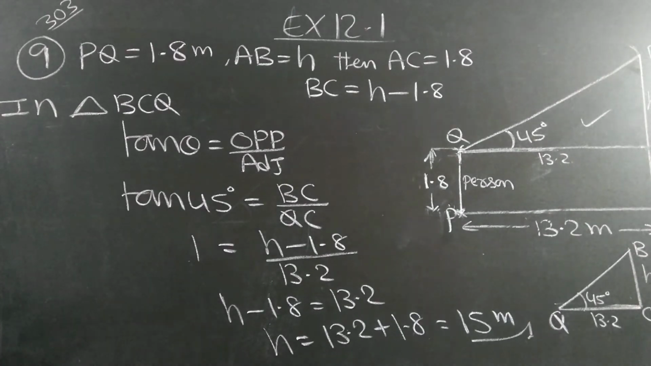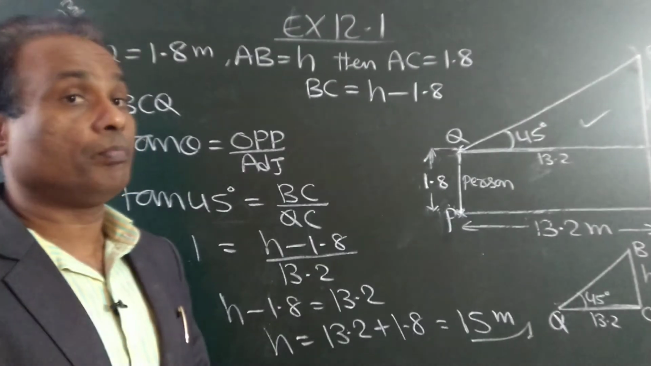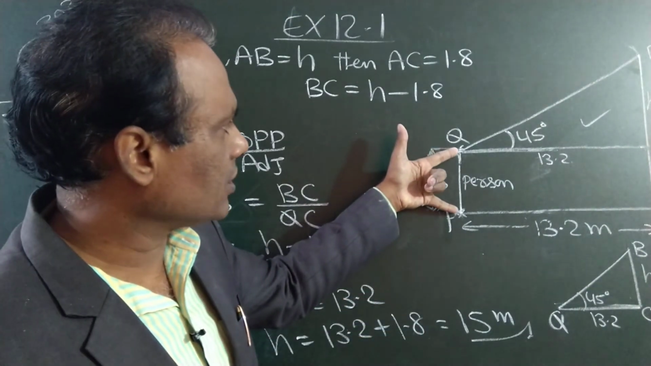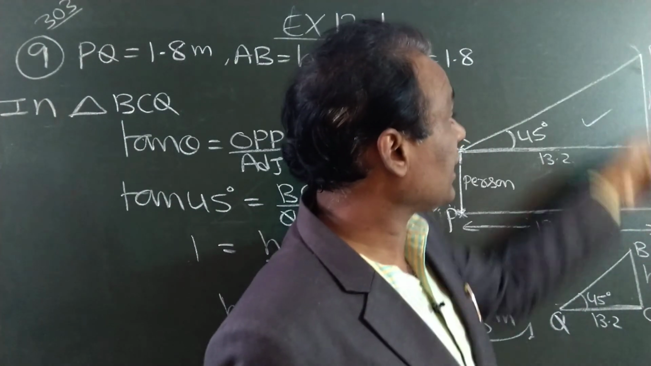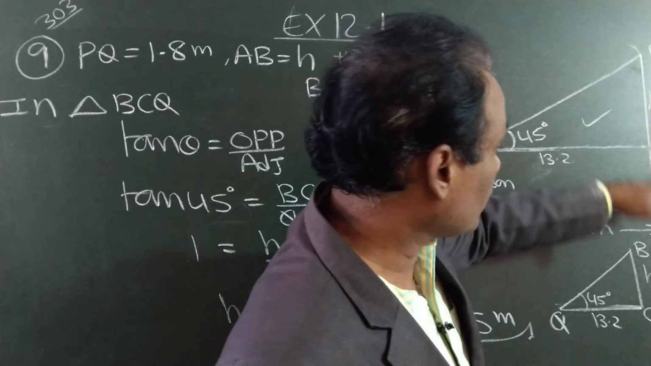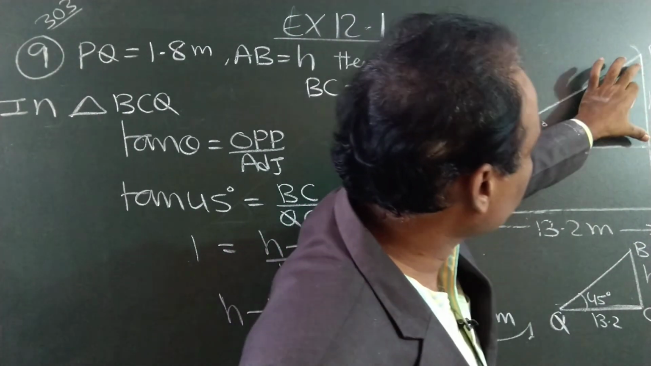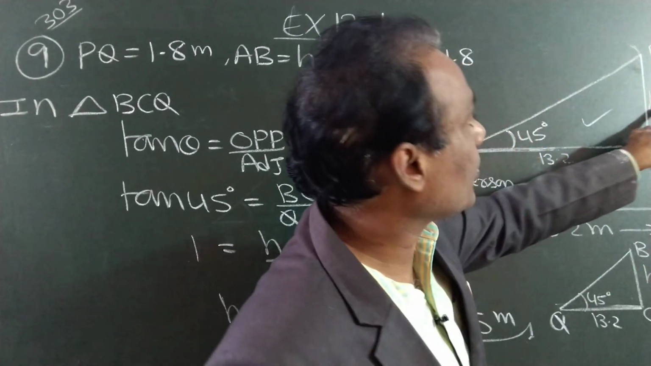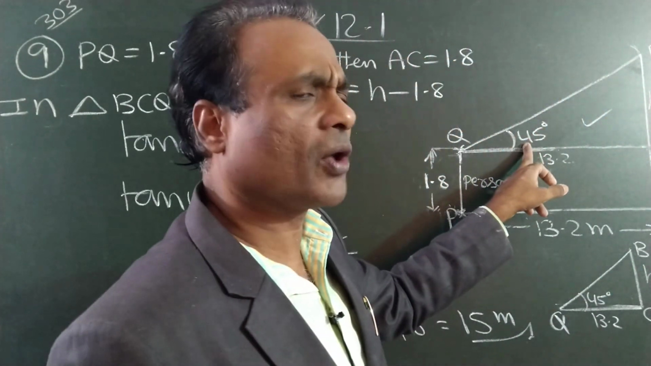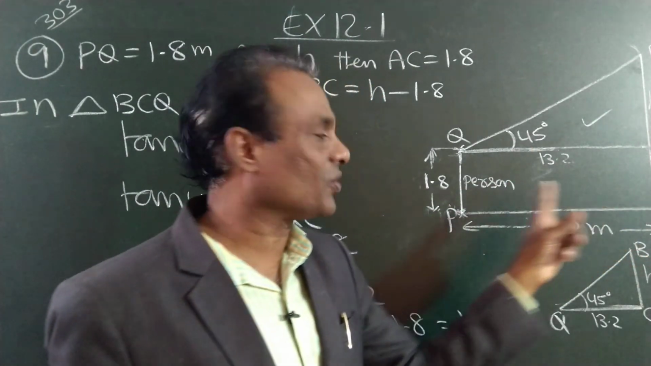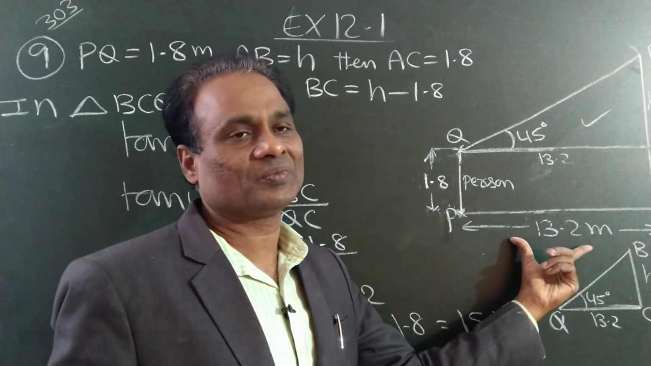Completed. Write the big diagram with all the values. This is the person. This total is the tree. This is not the tree, because the tree starts from here. If this is 1.8, the remaining will be h minus 1.8. The angle is given in the problem, 45 degrees. The distance from the tree to the person is also given, 13.2.